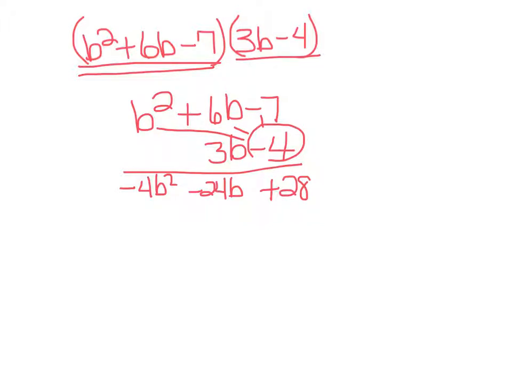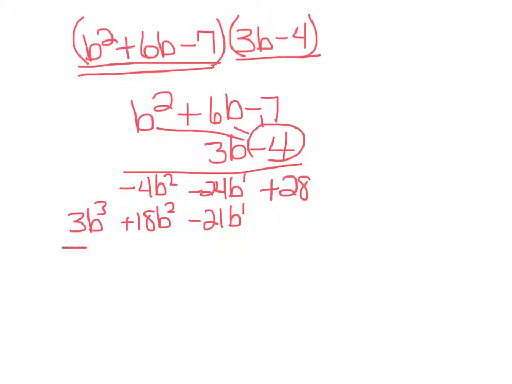3b times negative 7 is negative 21b. Now notice that I put it in the second column. I did that because that's where the exponents line up. Okay, that was b to the 1, so this is b to the 1, so we're putting that in the same column. Now 3b times 6b would give you plus 18b squared. Again, lining up the exponents in the proper columns. Now you have 3b times b squared, which is 3b to the 3rd.